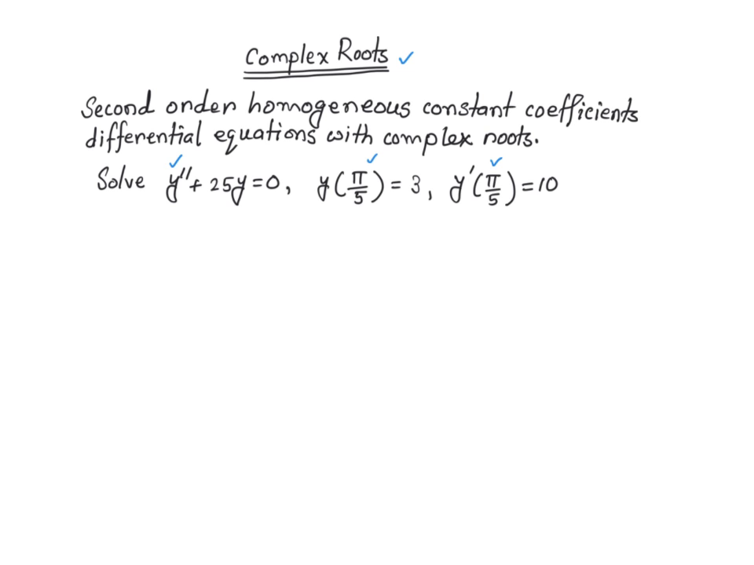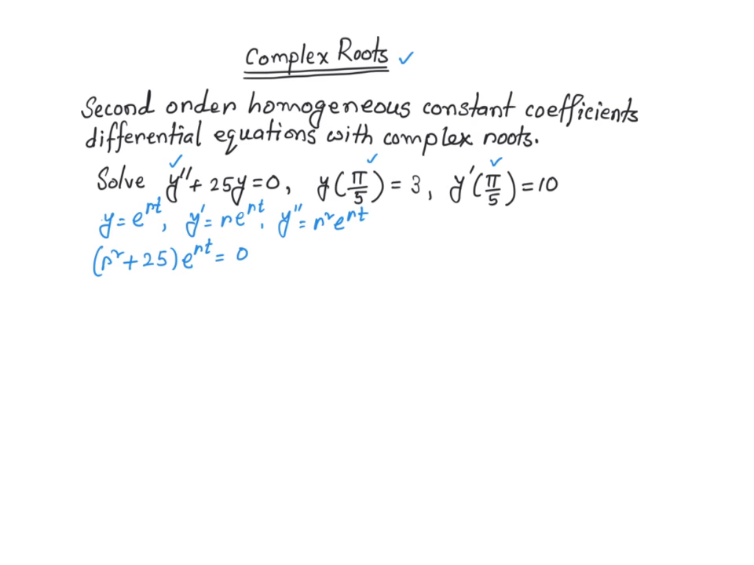So let's go ahead and solve the problem, and we will make the usual assumption that our solution has this format: y is equal to e to the power rt, that leads to y prime is equal to r times e to the power rt, and y double prime is equal to r square times e to the power rt. Now we can go ahead and substitute these values and try to simplify things. So it's going to be r square plus 25 times e to the power rt is equal to 0.